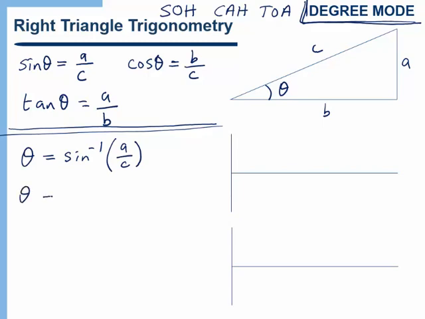Or theta could be written as the inverse cosine of B over C. Or theta could be written as the inverse tangent of A over B.